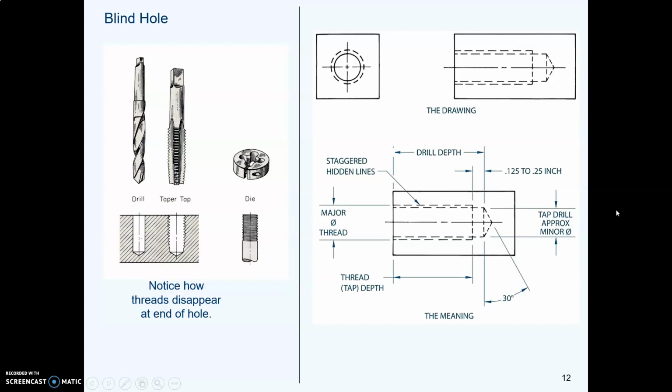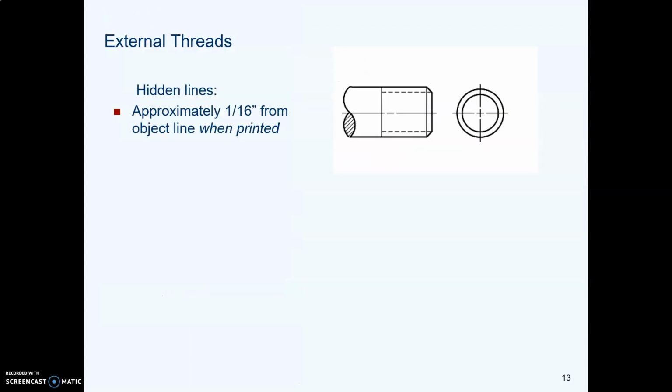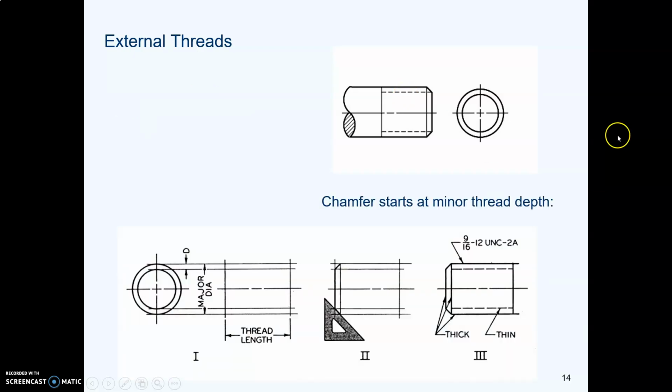We're not going to draw a threaded hole this term, but I just want you to be aware of them. Okay, so external threads, one more time. This is what we're going to draw. External threads, you'll offset a 1/16 of an inch in to locate your hidden line. In other words, 0.063 of an inch.